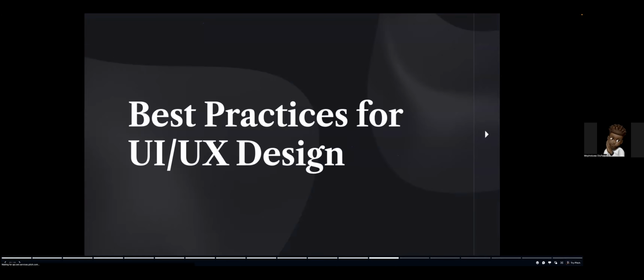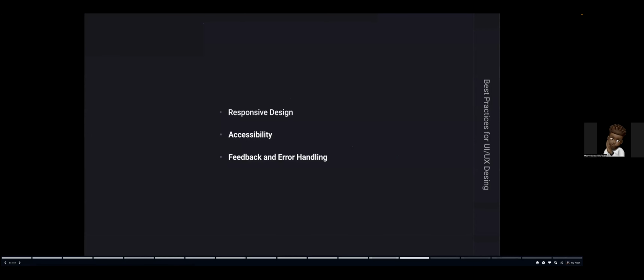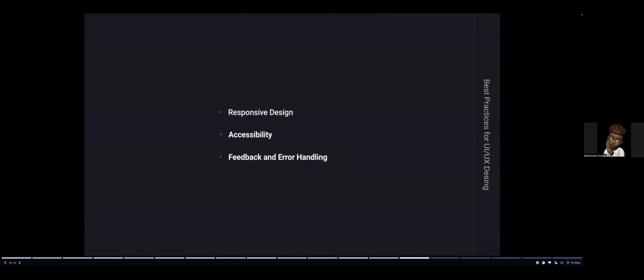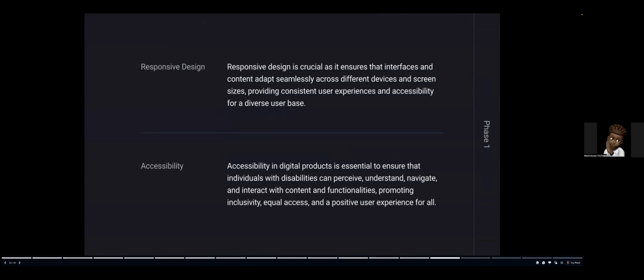The next slide. What are the best practices for UIX design? We have a few, and I'm just going to take us through three main ones: responsive design, accessibility, and feedback and error handling. Let's pick them one after the other. For responsive design, it is crucial as it ensures that interfaces adapt seamlessly across different devices and screen sizes, providing a consistent user experience and accessibility for a diverse user base.